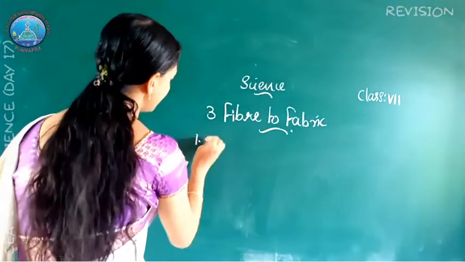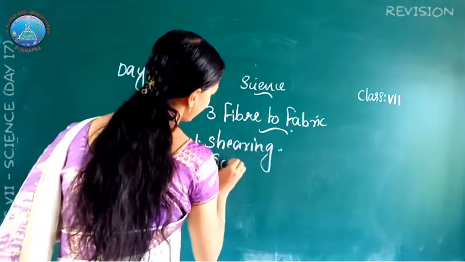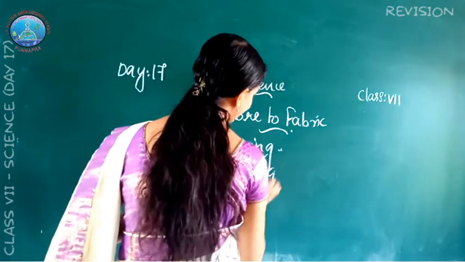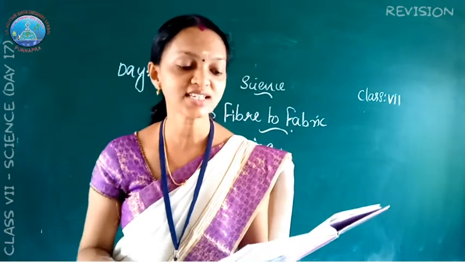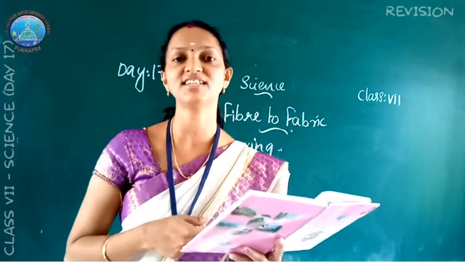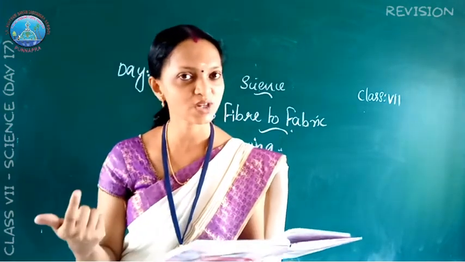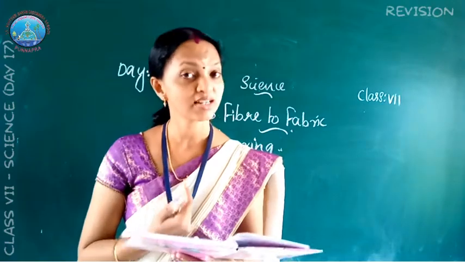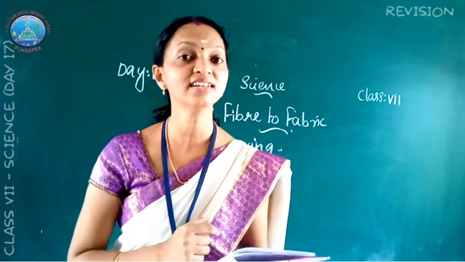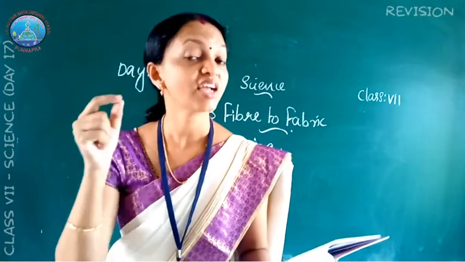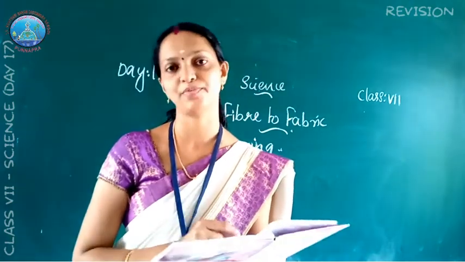Second step, scouring. What is scouring? The sheared skin with hair is thoroughly washed in large tanks to remove dust and dirt particles. This process is called scouring. The second step, scouring, is the removal of dust and dirt particles.